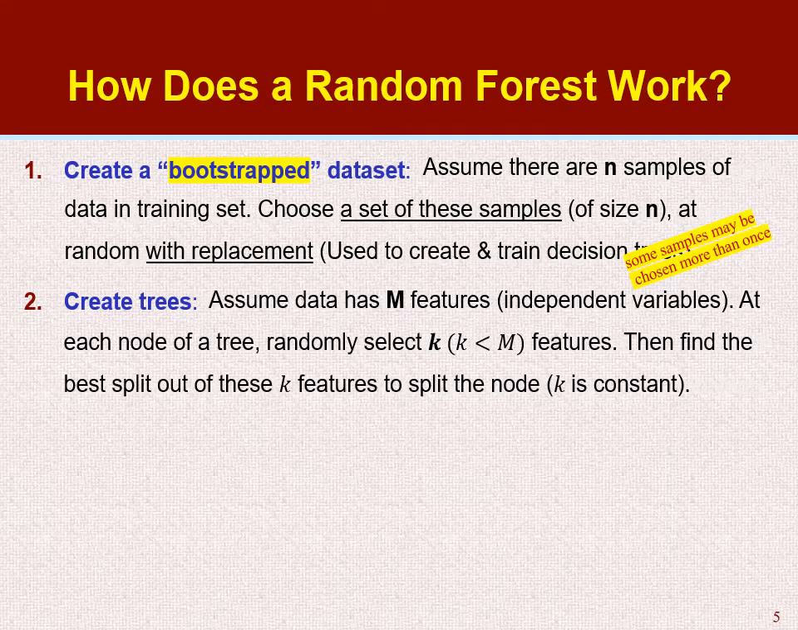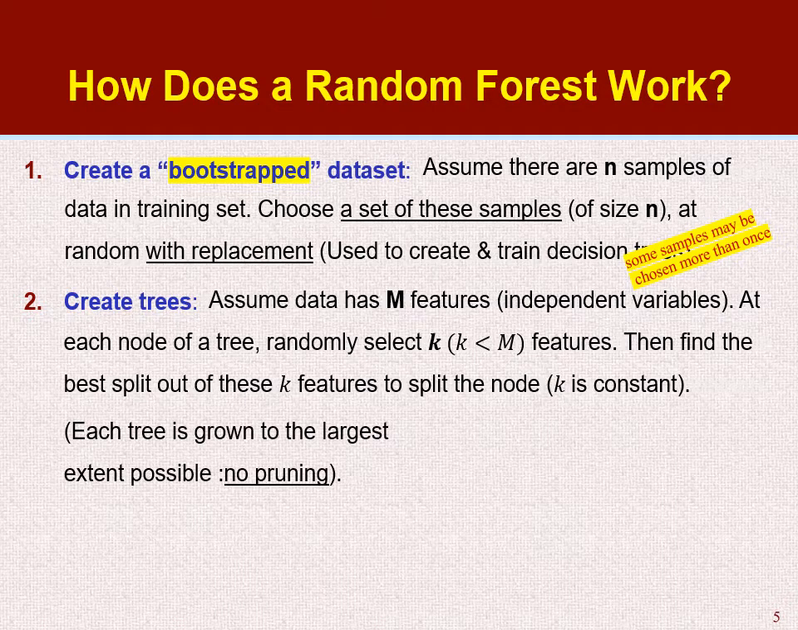Assume you have m features or independent variables in your data. When you create a tree, at each node of a tree, randomly select k features, with k less than m, from your set of features. Then find the best split out of these k features to split that specific node. K here is a constant value. We're going to talk about this more later. When you create each tree, you need to let the tree grow to the largest extent possible. So there will be no pruning.